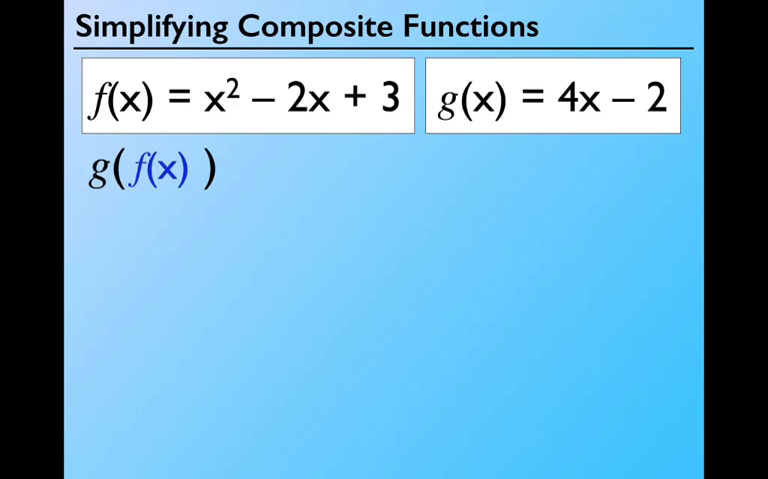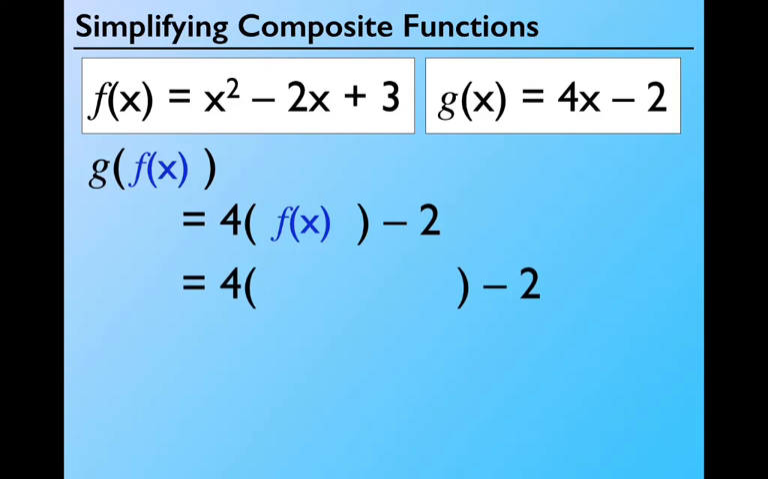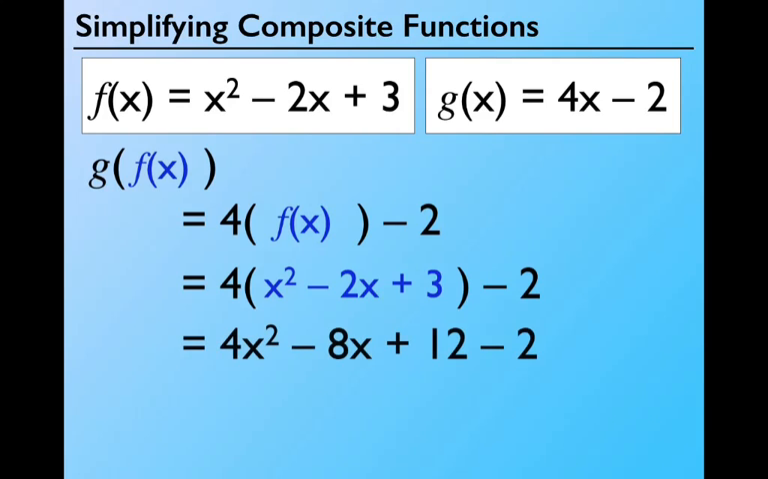Now, if we're doing g of f of x, it's different because the order is different. So you're going to need to take f of x, or x squared minus 2x plus 3, and plug it into g of x, which is 4x minus 2. So the entire function goes in there. So now we substitute x squared minus 2x plus 3 for f of x. And remember to distribute. And then combine like terms.